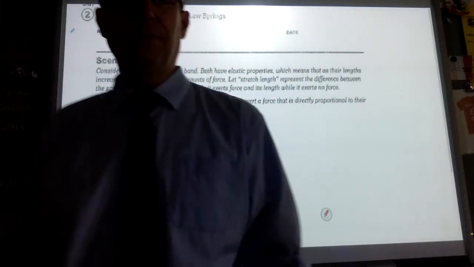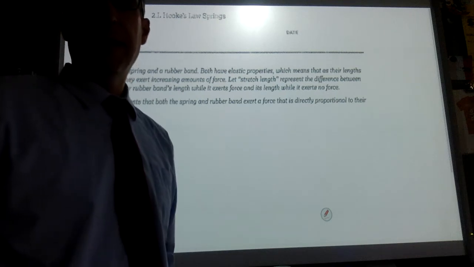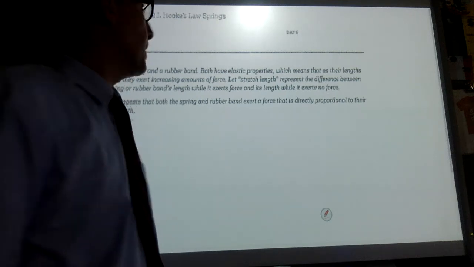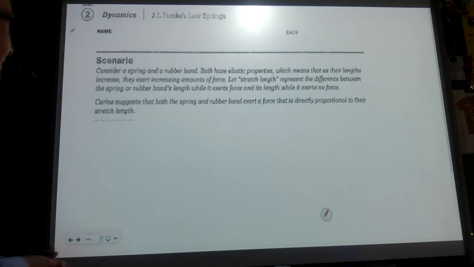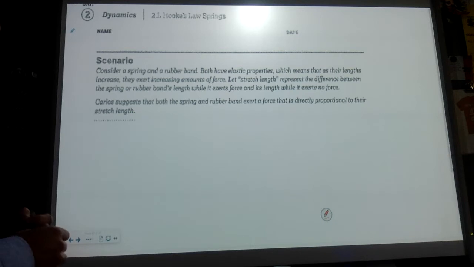So it says, consider a spring and a rubber band. Both have elastic properties, which means that as their lengths increase, they exert increasing amounts of force. Let stretch length represent the difference between the spring or the rubber band's length while it exerts force and its length while it exerts no force. Carlos suggests that both the spring and the rubber band exert a force that's directly proportional to their stretched length.